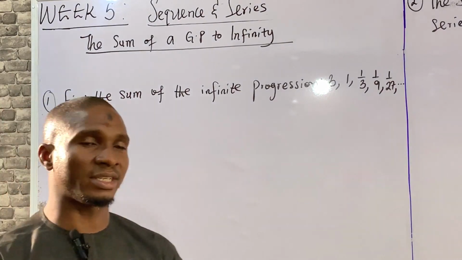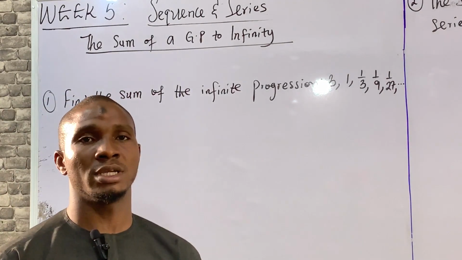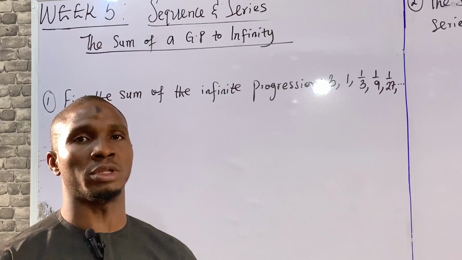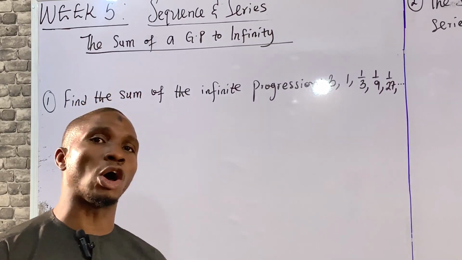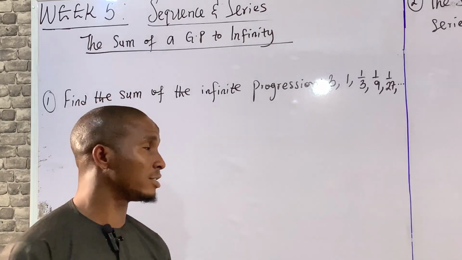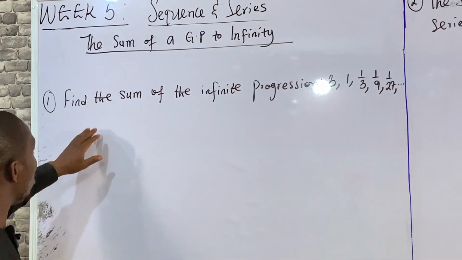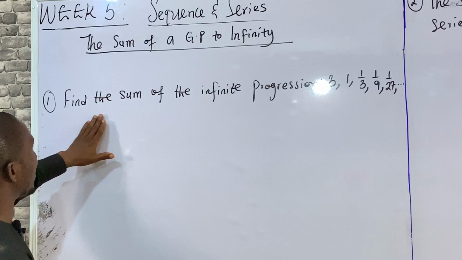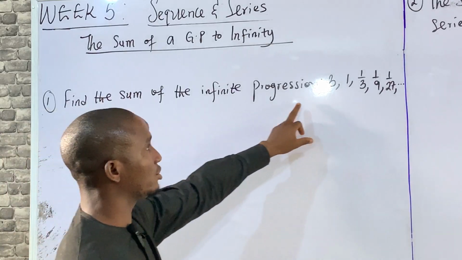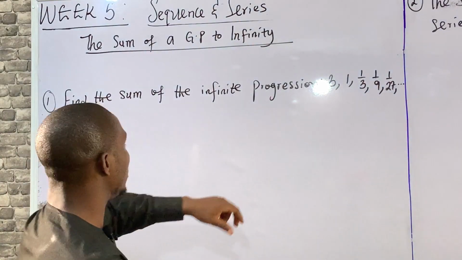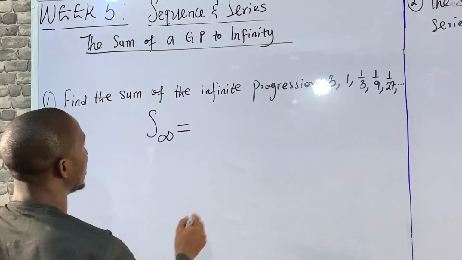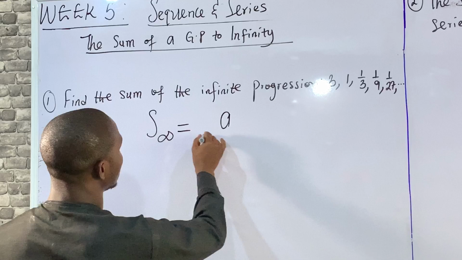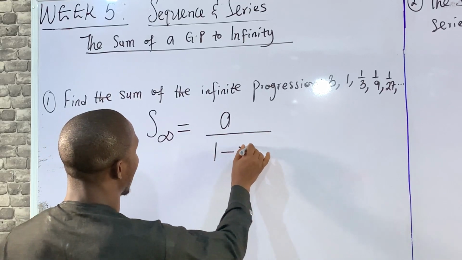So we want to look at sum to infinity. In case you have a series of GP expression which continues to infinity and you are asked to evaluate the sum of the infinite series. For example, find the sum of the infinite progression. Like for example, you have this series. So the sum to infinity of any series is equal to A divided by 1 minus R.